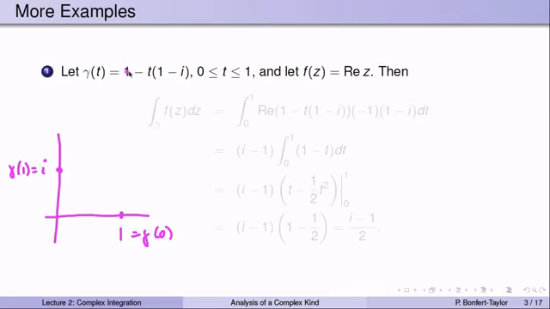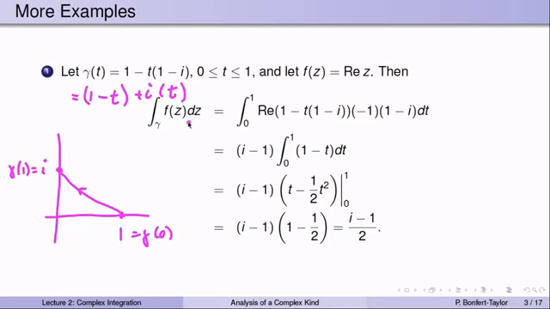In between, there's a linear relationship between x of t and y of t. If we write gamma of t as x of t plus i y of t, then the real part is 1 minus t, and the imaginary part is simply t. So y is equal to t, x is equal to 1 minus t. They're linearly related, so we just get this line segment from 1 to i. Let's see what the integral does.